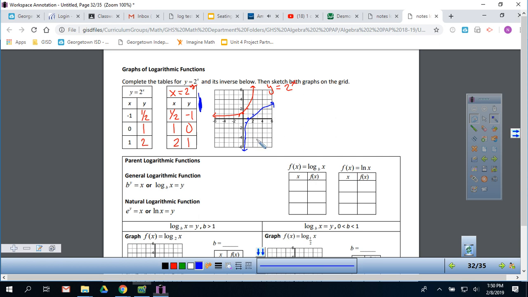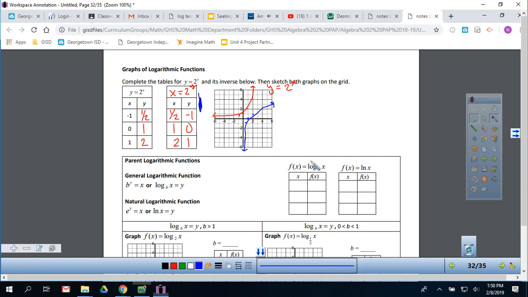So an exponential function had a horizontal asymptote. So for a log function, instead of horizontal, what kind of asymptote are we going to have? Vertical. An exponential function had a domain that goes from negative infinity to positive infinity. A log function has a range that goes from negative infinity to positive infinity.